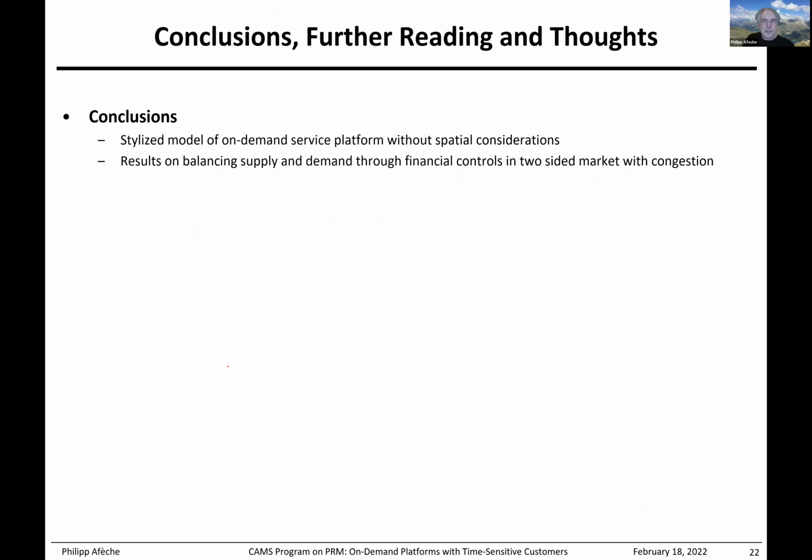Okay, so just to conclude this part, right? Some conclusions: we have a stylized model of an on-demand service platform without any spatial considerations, at least nothing that's explicitly captured. But still, you get some useful results on how to balance demand and supply through financial controls, right, in a setting where you have congestion.